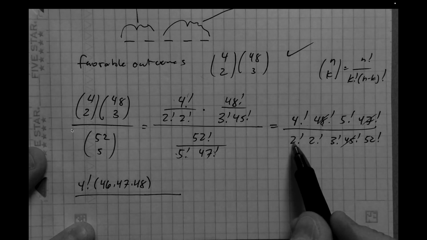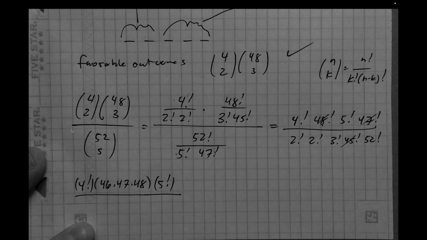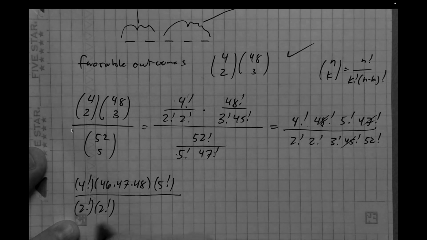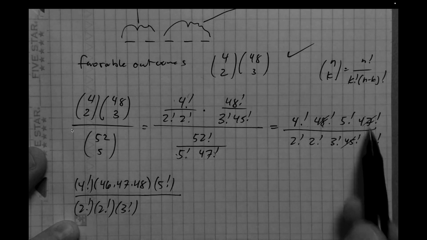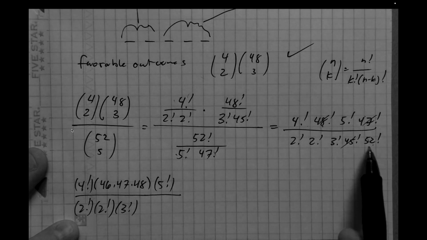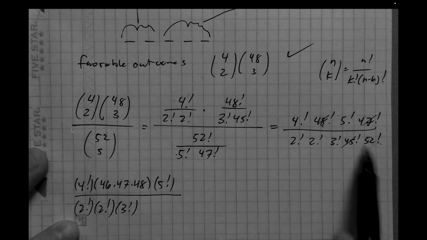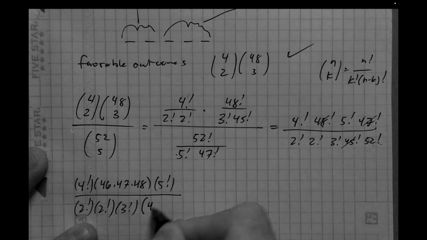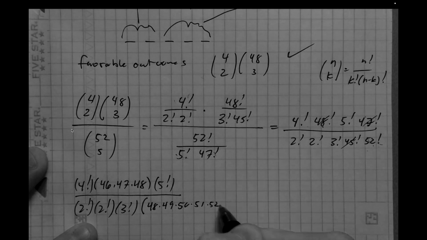So downstairs I still have, let's put the 5 factorial in here too. Okay, so that's everything up top. And then downstairs I've got 2 factorial, 2 factorial, 3 factorial. And then the 52 and the 47, this is where we're going to cancel. So instead of 52 factorial down here, I'm going to have 48 times 49 times 50 times 51 times 52. So everything larger than 47 is still going to be here. Everything else cancels. So I have 48 times 49 times 50 times 51 times 52.